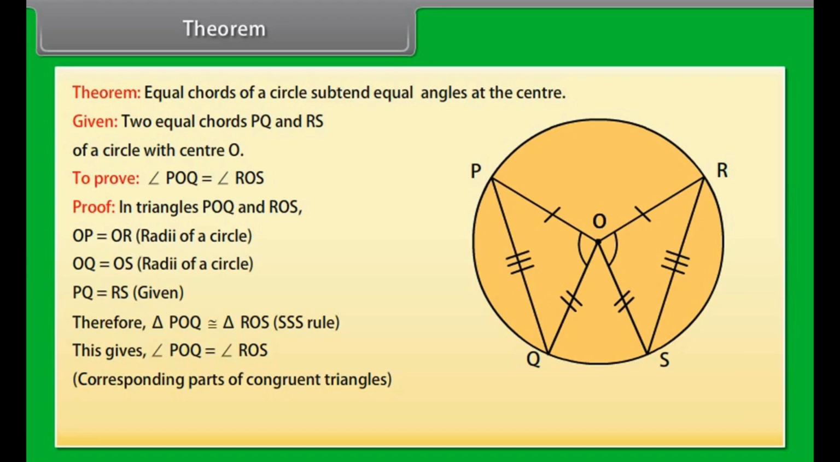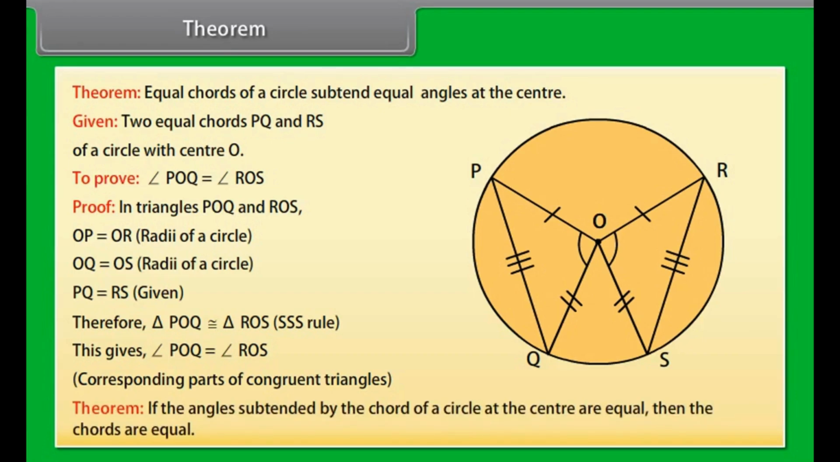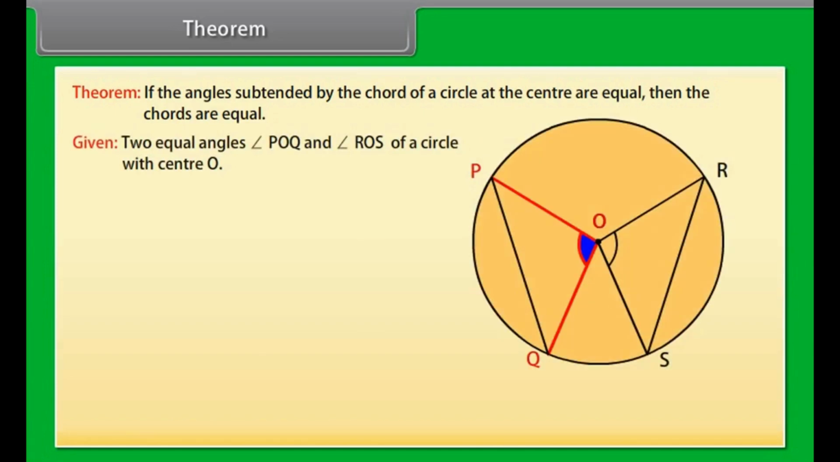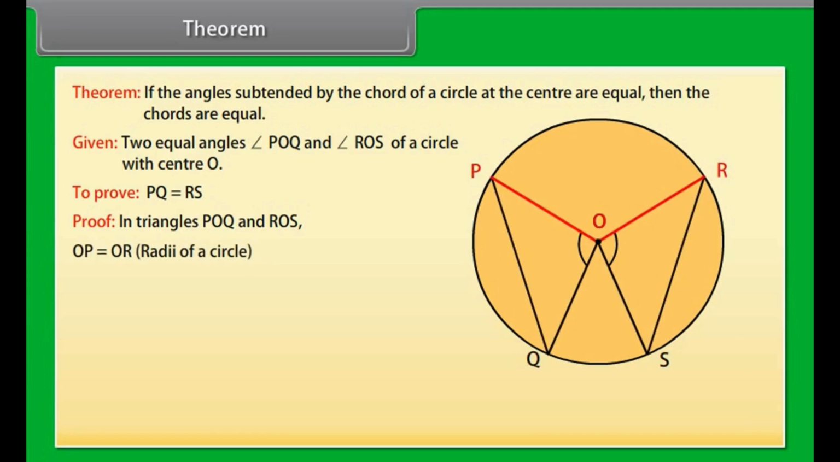The next theorem is the converse of the above theorem. It says that if the angles subtended by the chord of a circle at the center are equal, then the chords are equal. Theorem. Let us prove the converse now. Given two equal angles, angle POQ and angle ROS of a circle with center O. To prove, PQ is equal to RS. Proof. In triangles POQ and ROS, OP is equal to OR because these are the radii of a circle. OQ is equal to OS.